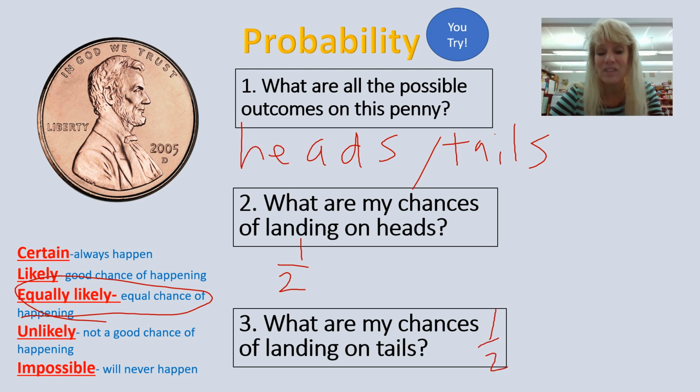This is where we have an equally likely chance. There's only two possibilities. It's a 50-50 chance. That makes it equally likely. I'm not certain of anything. We really don't have an impossible. I mean, I could say that you could land on green, and obviously that's not on a coin, so that would make it impossible. But this is a great example of an equally likely chance.